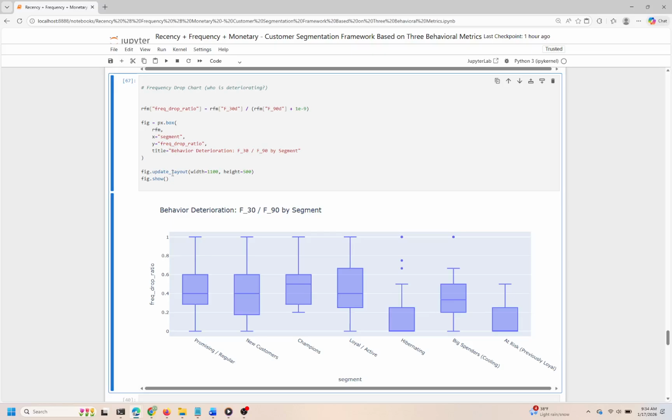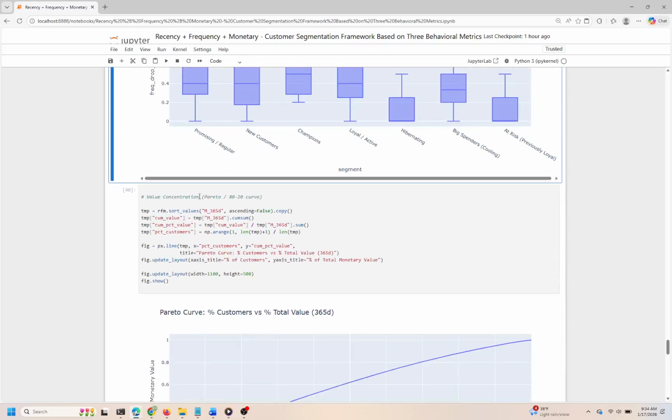The layout adjustments we made to the plot ensure that it is appropriately sized for viewing, supporting better understanding and easier comparison between segments. As we look at the output, we should keep in mind the potential implications of identifying segments with a high frequency drop ratio, as these may become targets for marketing campaigns, customer re-engagement strategies, and retention efforts. Looking ahead, in the next cell, we'll likely build on this analysis by exploring specific strategies or actions we can take to address the engagement issues identified here.